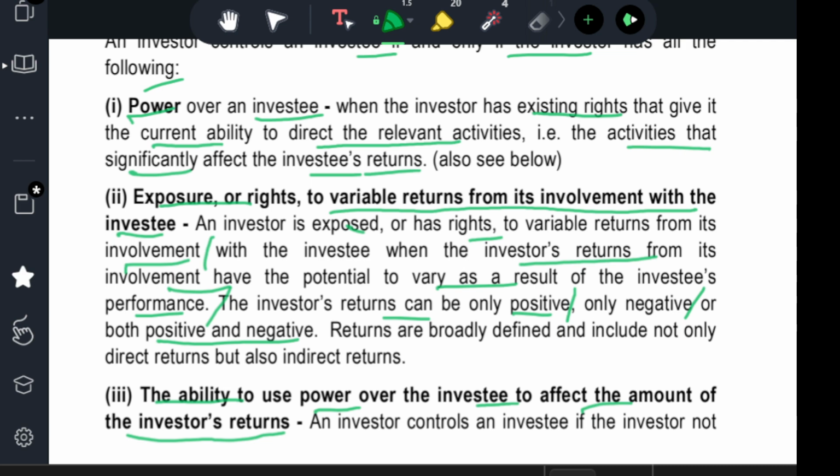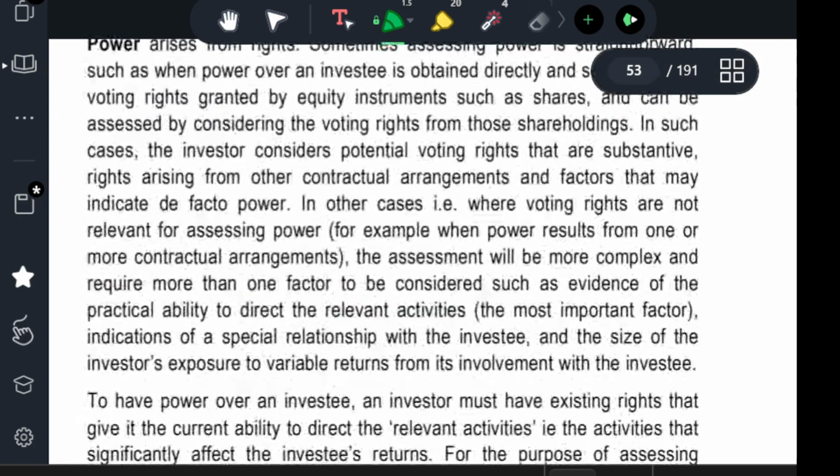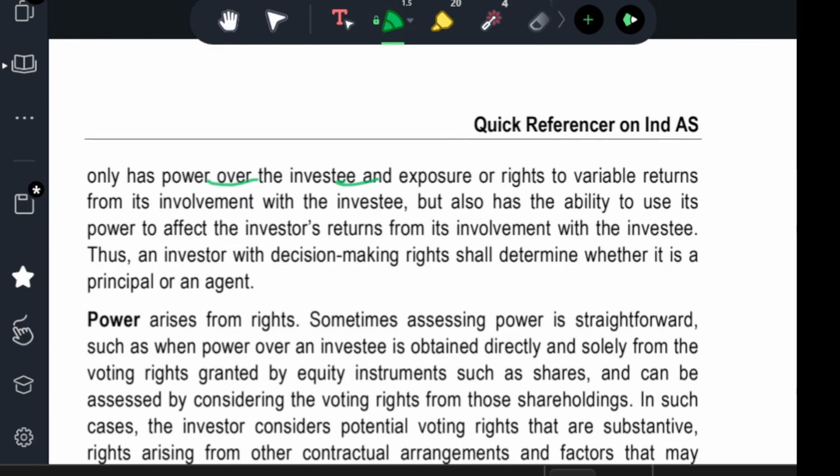The third element is the ability to use power over the investee to affect the amount of investor return. An investor controls an investee if the investor not only has power over the investee and exposure or rights to variable returns from its involvement with the investee, but also has the ability to use its power to affect the investor's returns from its involvement with the investee. When they are involved with the investee, they have the power to influence the investment return. They can make a resolution not to do this business. They can make a resolution to do this business. They support the resolution. They can influence the resolution.